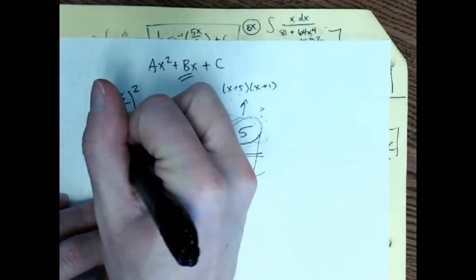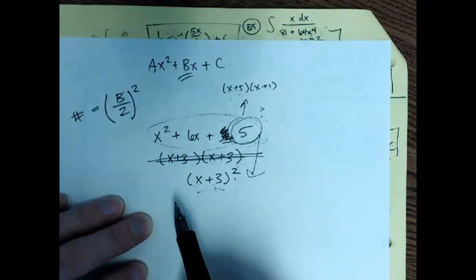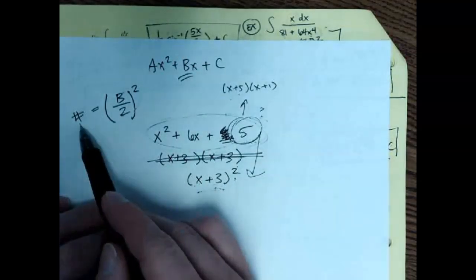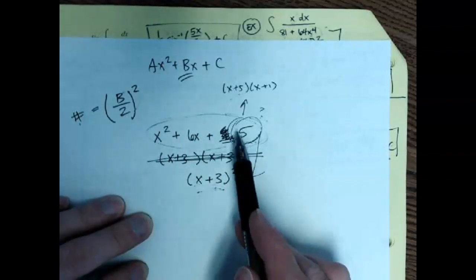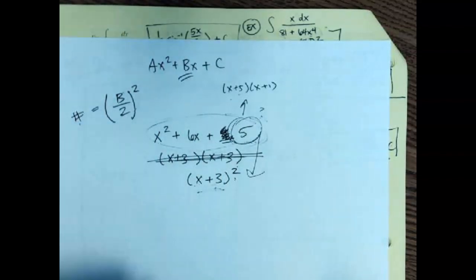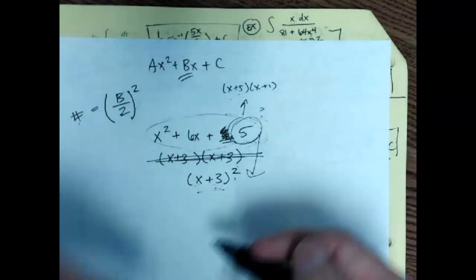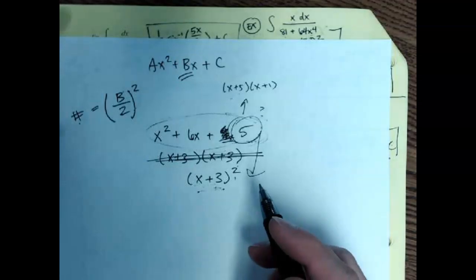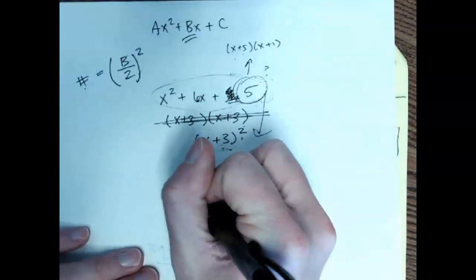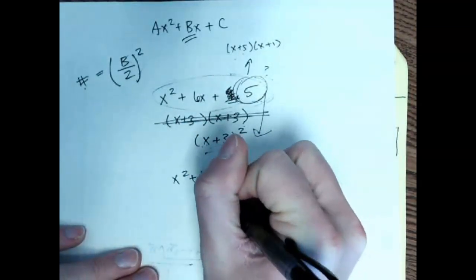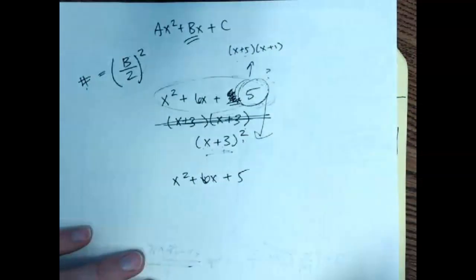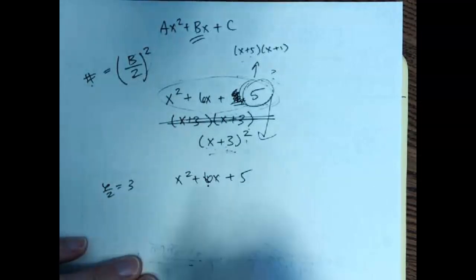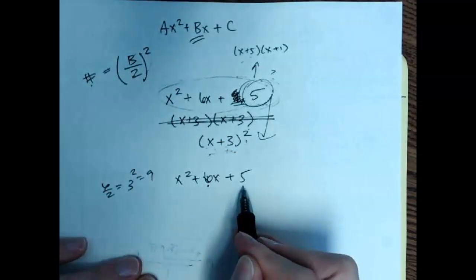And whatever that number happens to be, b over 2 squared, that's the number that's supposed to complete that perfect square. If you had that number, it would factor really nicely and you would have the perfect square. If it's not there, you can go through this process of completing the square. So here, let's say we had something like x squared plus 6x plus 5. If I wanted to complete the square, I know my b value is 6. 6 divided by 2 is 3. 3 squared is 9. So I know that is supposed to be a 9.